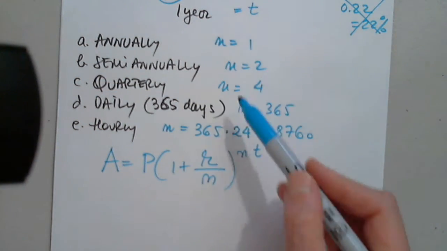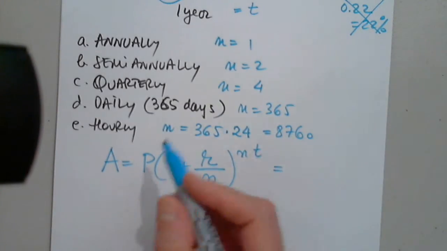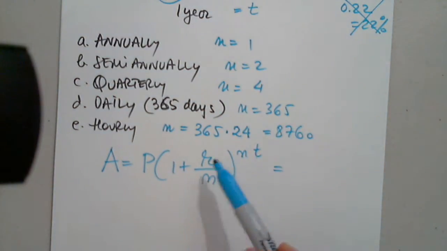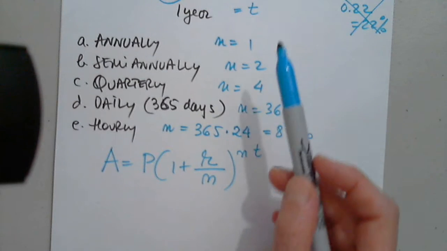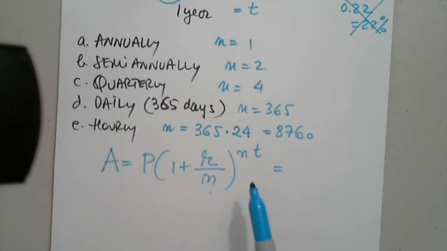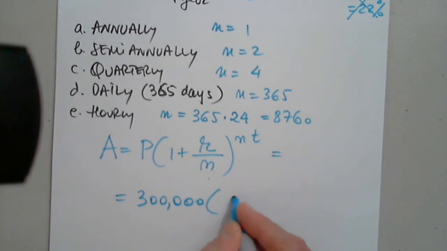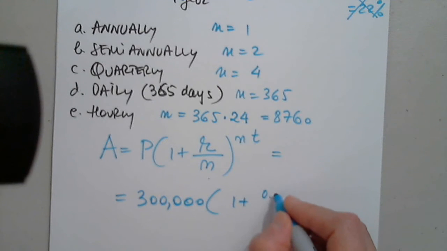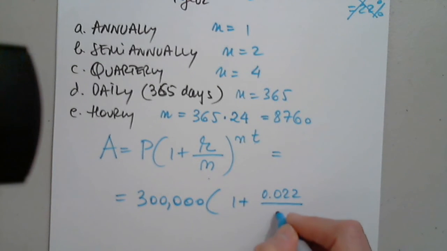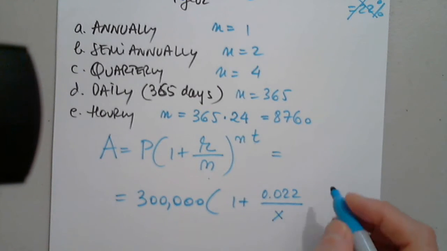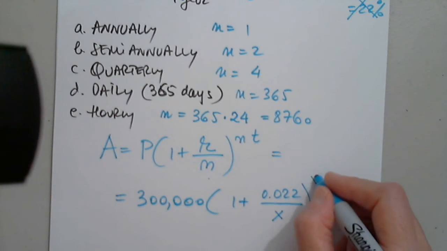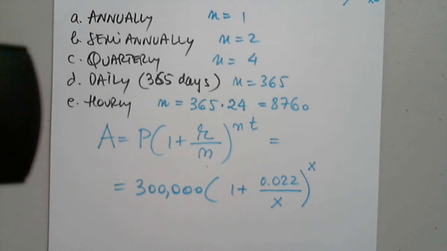T is 1 year. P is 300,000. R is 0.022. And N will be called X. And I'll show you what I'm going to do in a minute. So 300,000, 1 plus 0.022 divided by X. Why X? Because I don't have N in the calculator. That's the only reason. And X at the top as the power. We're going to enter this function in the graphing calculator.